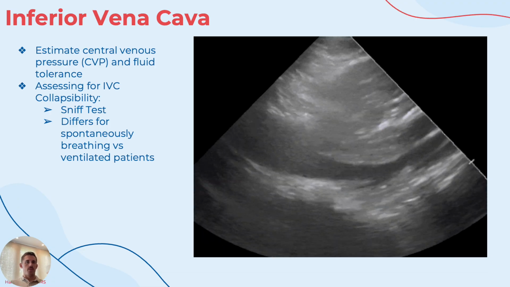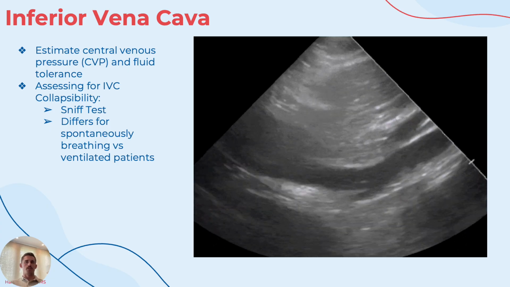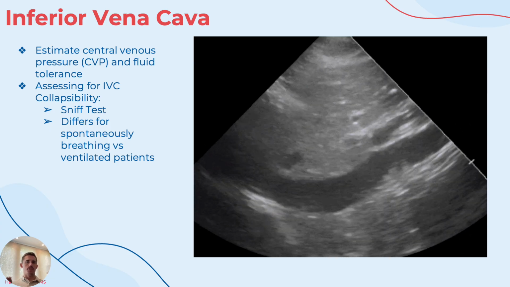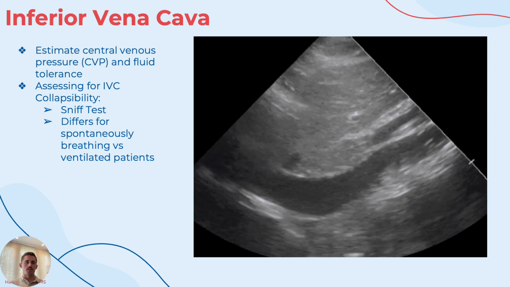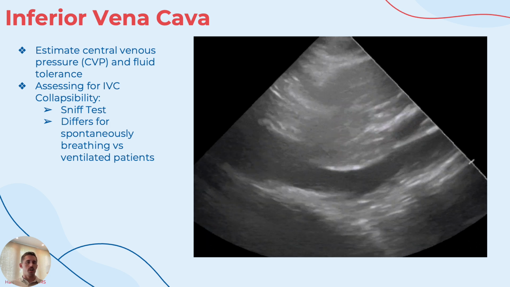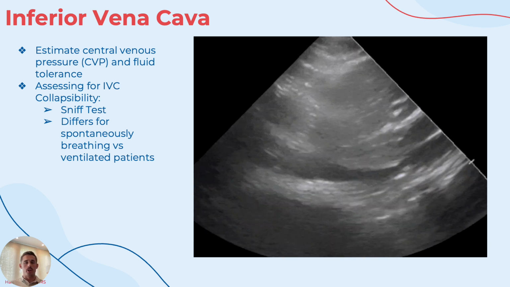Moving on to inferior vena cava. If you've done the RUSH exam, this is in your HIMAP: heart, IVC. This would be your second step. You evaluate for central venous pressure and fluid tolerance.